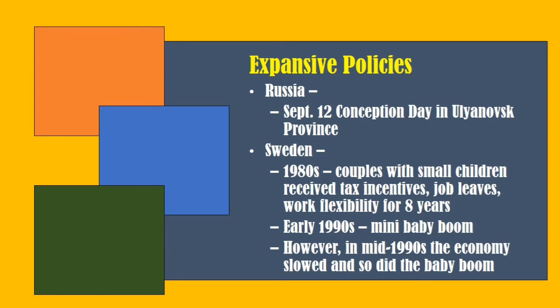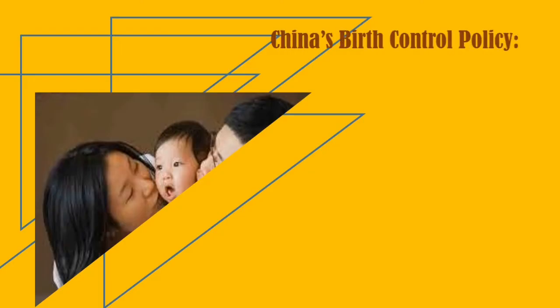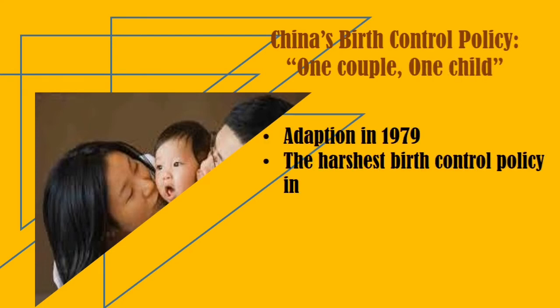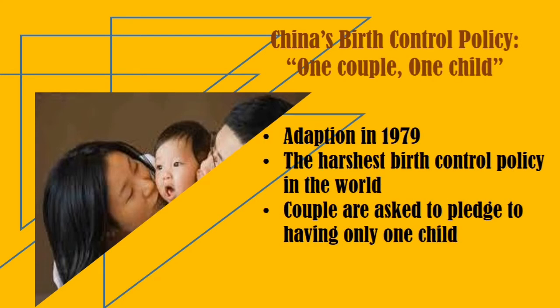Next is that of China. I guess you're all familiar with the one couple, one child policy in China, whose purpose is to control birth in the country. It was adopted in 1979. This birth control policy is believed to be the harshest in the world. Do you think so? So, with this policy, couples are asked to pledge to having only one child.